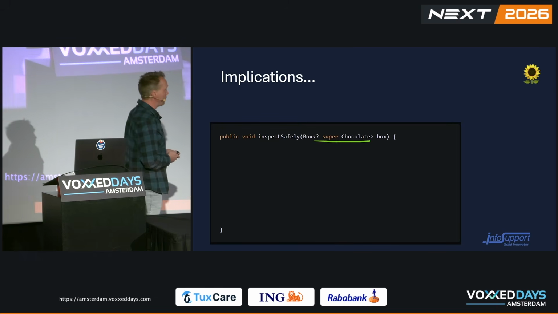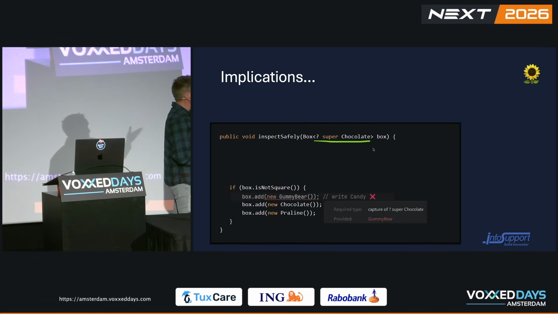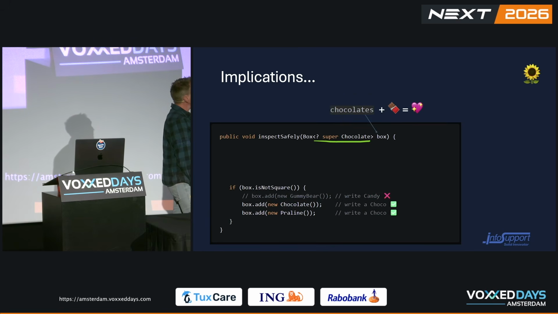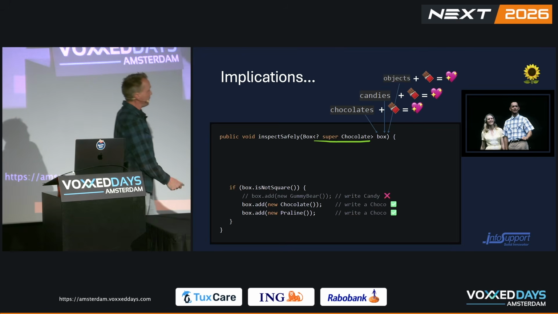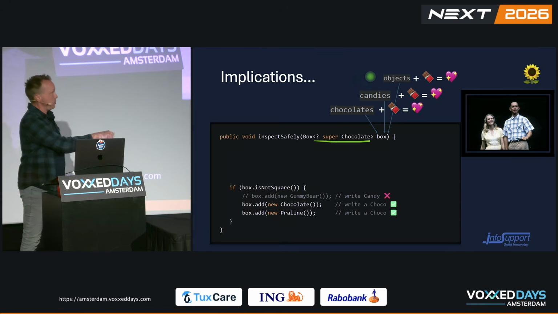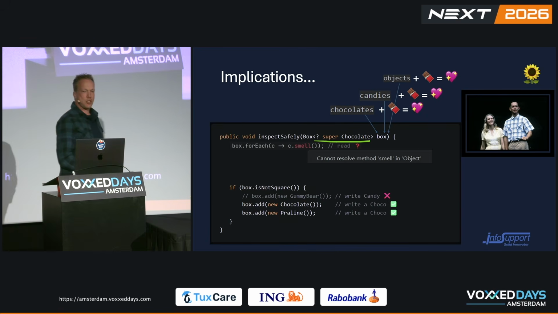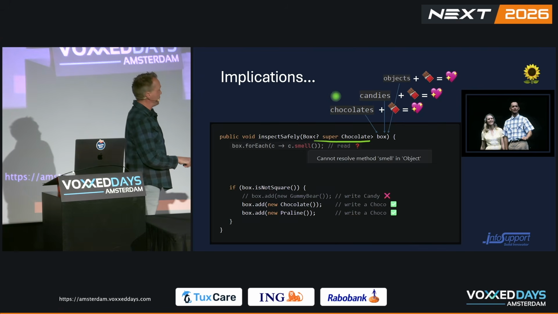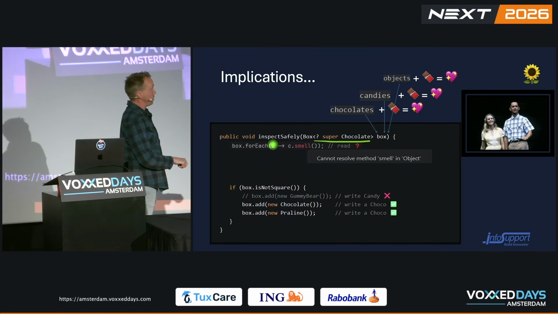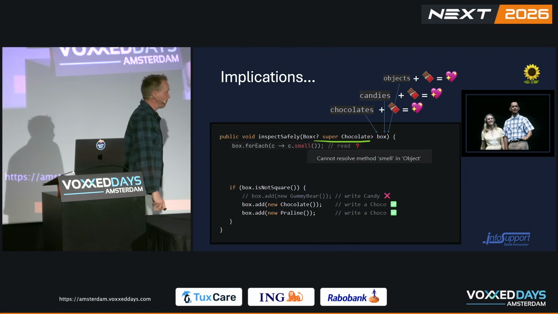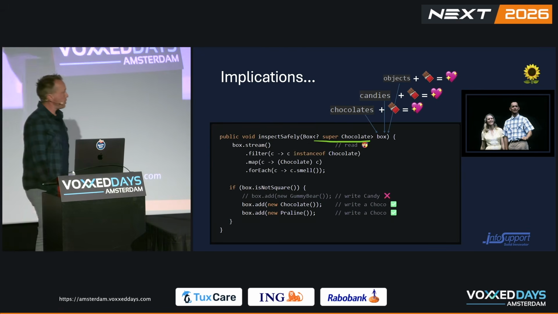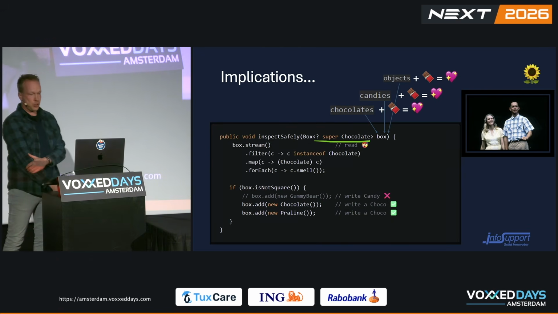The implication of making it contravariant is we can write to the box, but we can only write chocolates, of course, because it's at least a box of chocolates. But reading, these use cases all succeed, and that's exactly what we wanted. But reading is harder, because C can be anything, in this case a chocolate, a candy, or any object. So this box acts as a consumer.